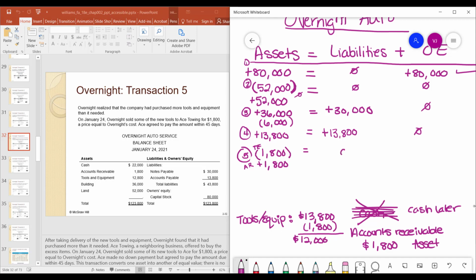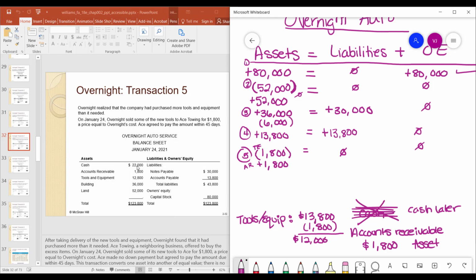There's no liability account involved here, and there's no owner's equity account involved here. We're balanced strictly on the left, only by those two asset accounts. So at the same time that our tools and equipment account balance fell by $1,800 because we sold some of it at cost, our accounts receivable account increased by $1,800, which is also an asset because Ace Towing has agreed now to pay us this $1,800 later in exchange for these $1,800 worth of tools. Okay, and again, aside from that typo, we are in balance here.